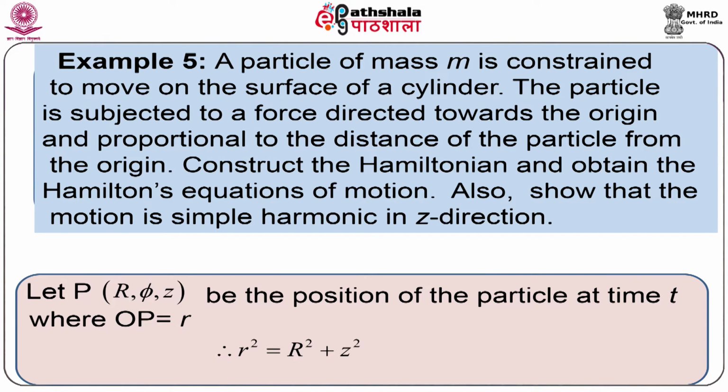Let P, a function of R, phi and z, be the position of the particle at time t, where OP equal to small r. Then small r square equal to capital R square plus capital Z square.